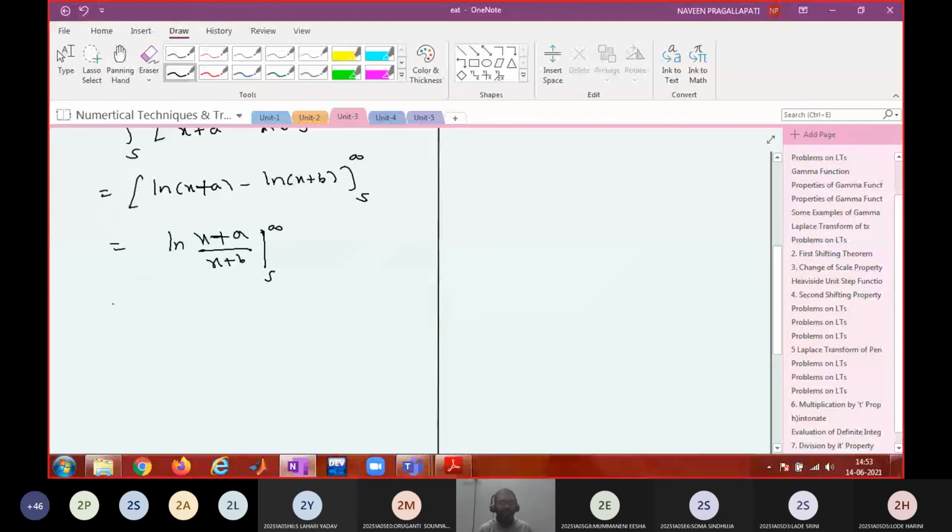Therefore, as x tends to infinity, this limit is going to be 1. So log 1 minus log of (s plus a) by (s plus b). So what is the answer finally? Log of (s plus b) by (s plus a). Am I right?